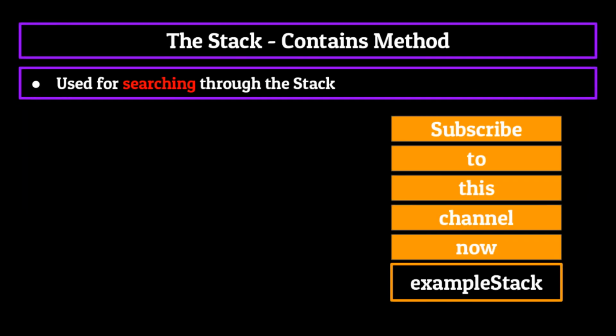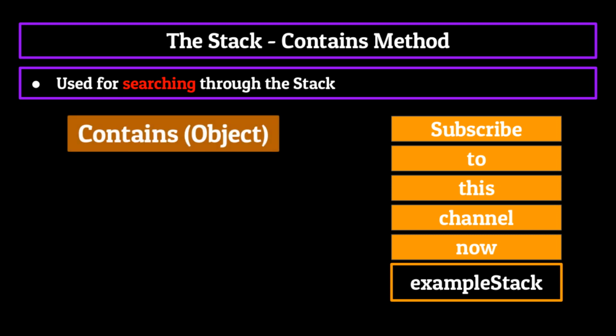Now the final method I'll be covering is the contains method. This one is used for searching throughout the stack. It takes in an object as an argument and will return a boolean of whether or not that item is contained within the stack. Essentially, this method allows us to search through the stack without popping off every element until we find the one we're looking for, as the contains method does not modify the stack in any way.